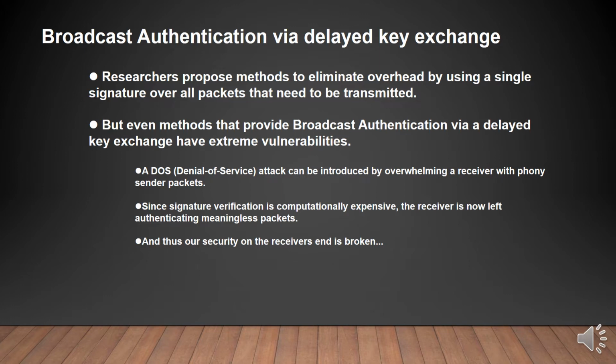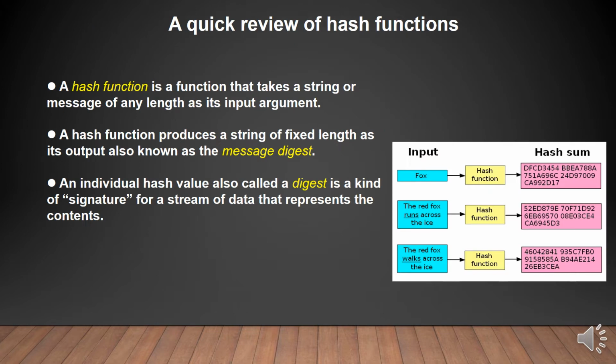There are researchers in the field of wireless sensor networks who propose methods to eliminate overhead by using a single signature over all the packets that need to be transmitted. Even methods that provide broadcast authentication via delayed key exchange have extreme vulnerabilities. The denial of service attack, as you all know, can be introduced by overwhelming a receiver with phony sender packets. Since signature verification is computationally expensive, the receiver is left authenticating meaningless packets. So how will the security be broken?